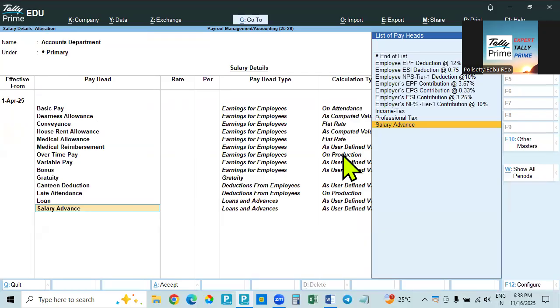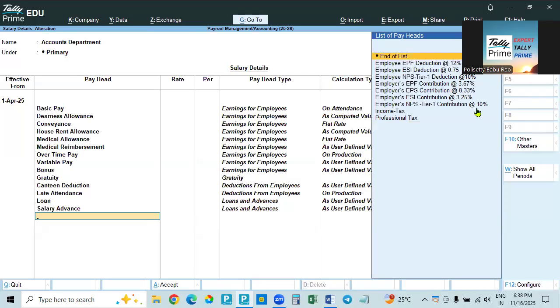We will give loan, whatever loan it may be, either marriage loan or education loan. Similarly, salary advance we will give in the pay head. We will show it in the pay slip as deduction, because both loan or salary advance given and recovered should be shown in the same place. Loan, advance, salary advance. So these are all general deductions.